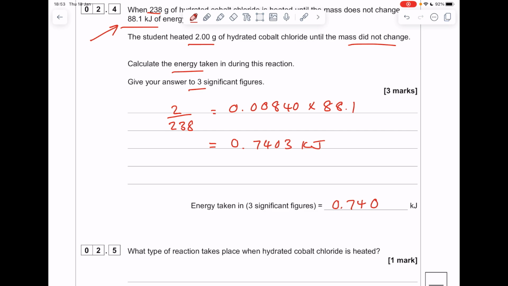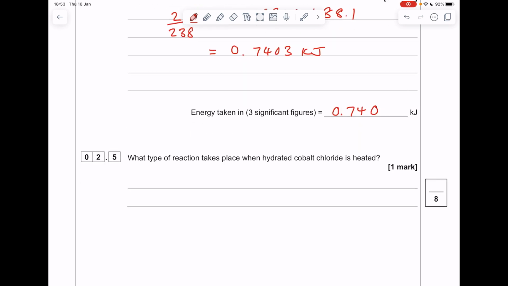Always check the wording of the question. What type of reaction takes place? I've already mentioned that because heat energy is taken in, it's endothermic.